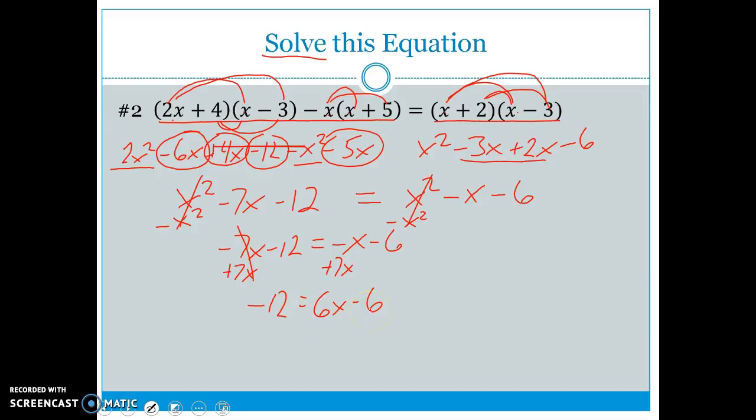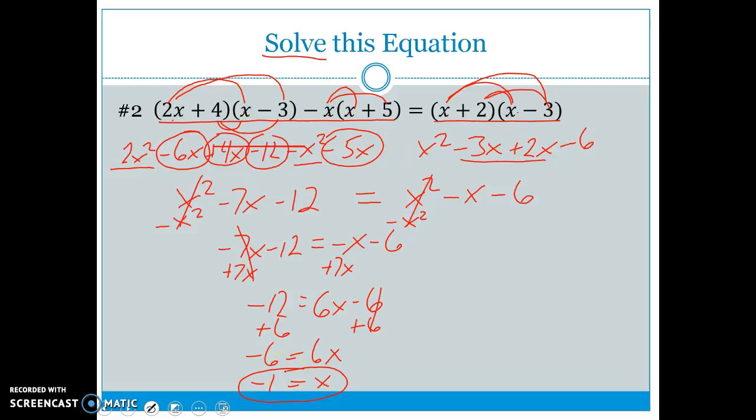So now I have 1x, and I'm going to get rid of this 6 here first. I'm going to add 6 to both sides. So I'll have 6x is equal to negative 6, and if I divide by 6, x is negative 1.